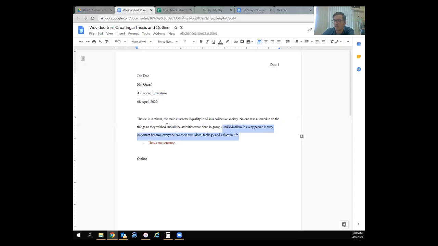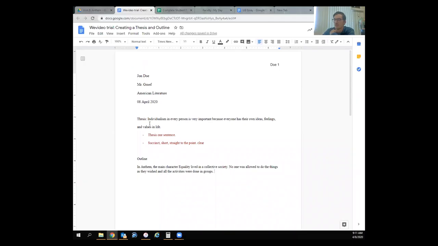So if we read this again, the last sentence is actually a really well done thesis. Individualism in every person is very important because everyone has their own ideas, feelings, and values in life. What makes this thesis statement good? Number one, it's short and succinct. It's not long. It's really straight to the point. It's very concise. So if we keep this as our thesis statement, that's a really good start.